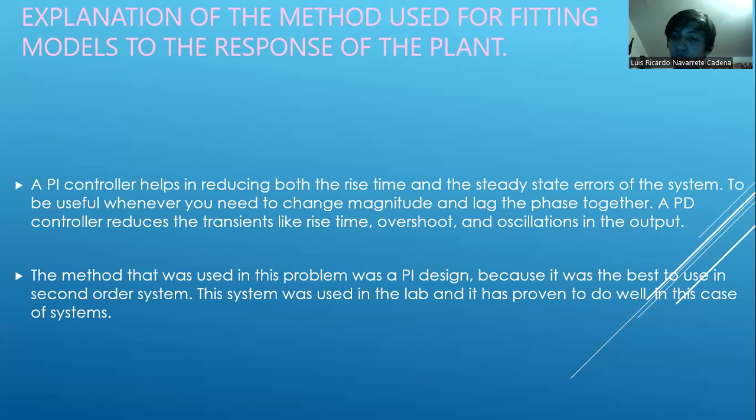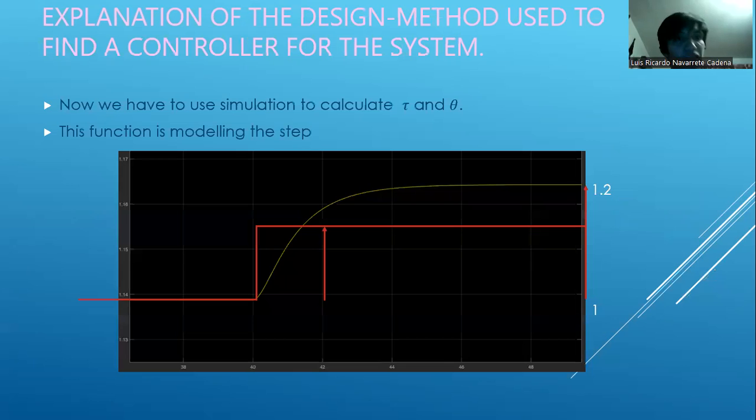In a PD controller, you can see that D is for dampening, and this D is used for overshoot and oscillations. The method that was used in this problem was a PI design because it was the best to use in a second order system. The system was used in the lab and has proven to do well in this case of system. For the design method we use a simulation.